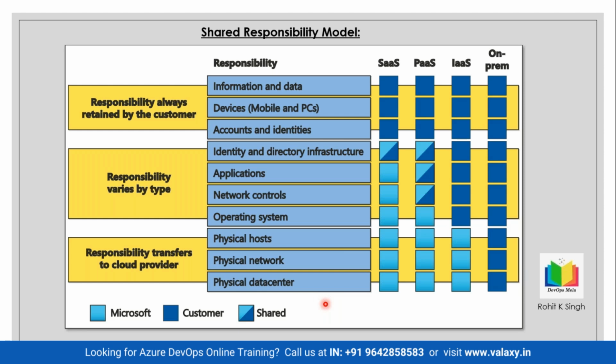If you see this, the bottom three lines: physical host, physical network, physical data center. And if you see this color coding, this is light blue, and this is completely managed by Microsoft. Hardware, you'll not have access. On-prem, if your company is setting up your own data center, then at that time you'll have access to your hardware.